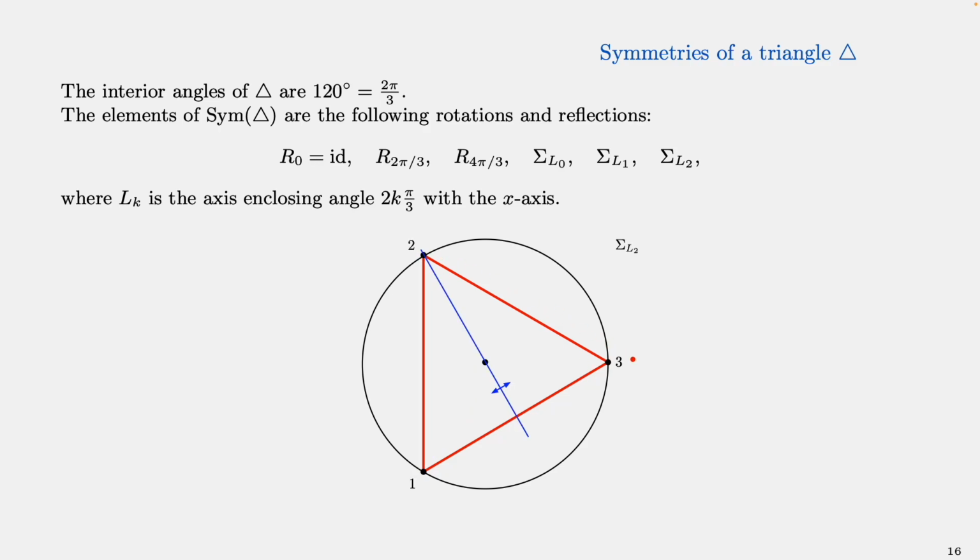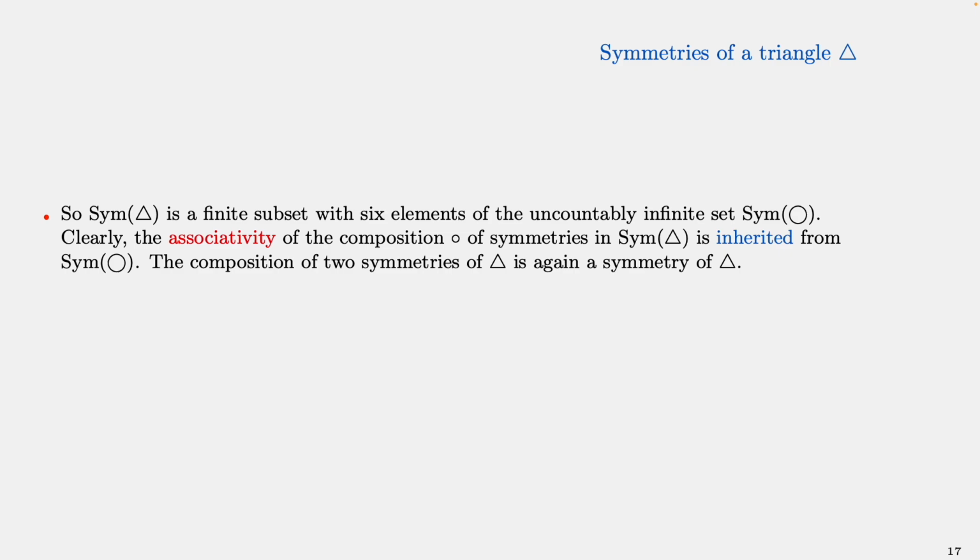And finally we have the reflection sigma L2 by 4 pi over 3, the angle of the axis with the x-axis. This one fixes the point 2, the vertex 2 of the triangle, and flips vertices 1 and 3 of the triangle. So the symmetries of the triangle form a finite subset with only 6 elements of the uncountably infinite set that makes up the symmetries of the circle.